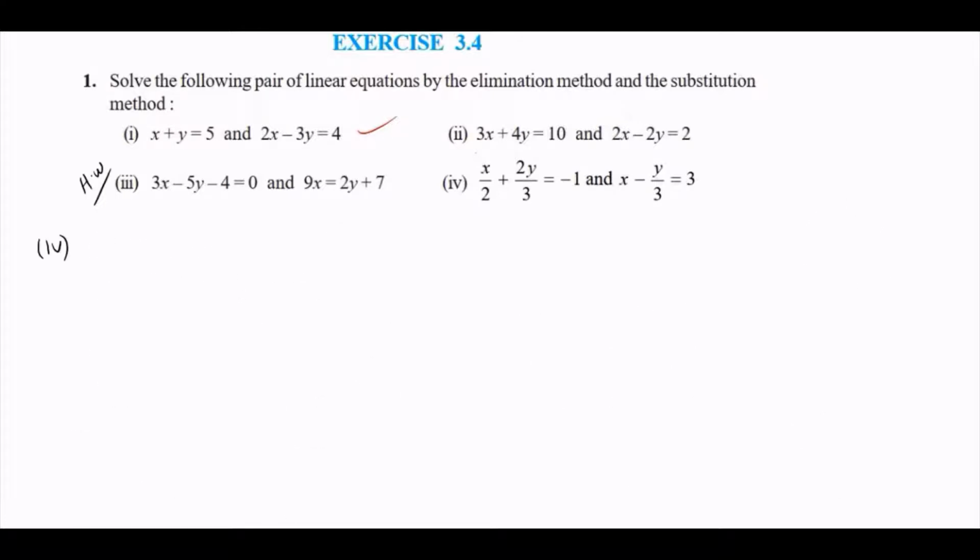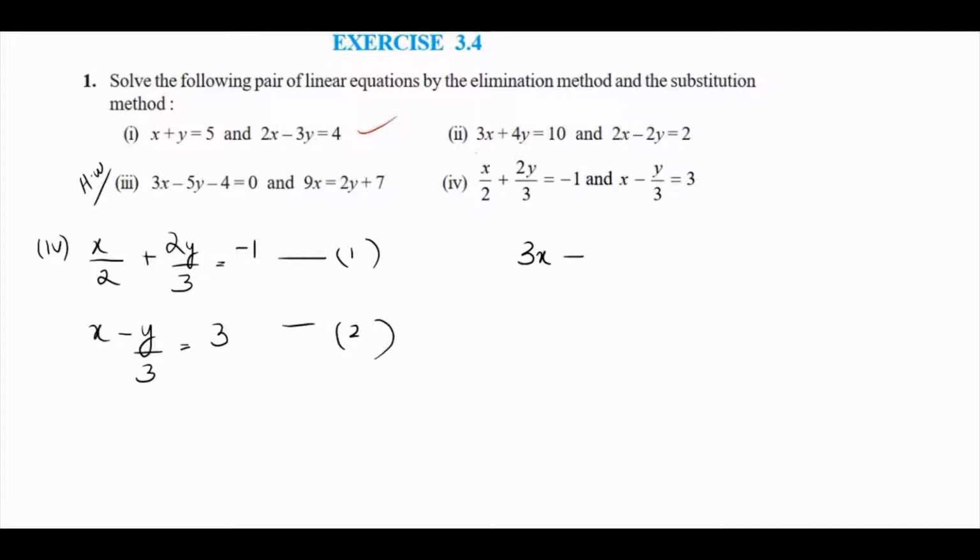The fourth question is x by 2 plus 2y by 3 is equal to minus 1 and x minus y by 3 is equal to 3. Let this be the first and second equation. Now you have to take the LCM and write this equation in the standard form. In the first equation, 6 is the LCM. So 3x plus 4y by 6 is equal to minus 1. So when you cross multiply, you get 3x plus 4y is equal to minus 6. So this is the first equation.